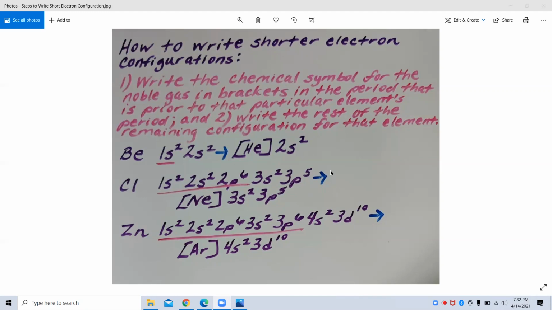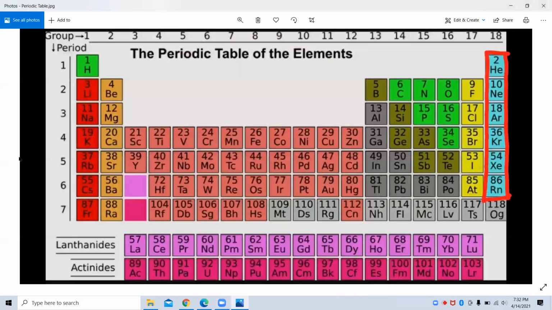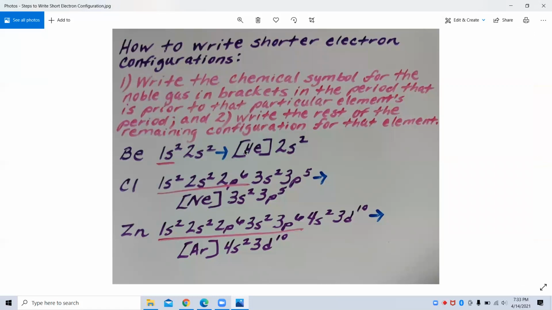Now, beryllium's electron configuration is 1s2, 2s2. But let's look at the periodic table of elements to see where it is at. Here you go. Here's beryllium. Now the noble gases that I have boxed in red are the ones that are used in electron configurations to make them shorter. So if you look at beryllium, the noble gas prior to that is helium. So that part is what goes in brackets.